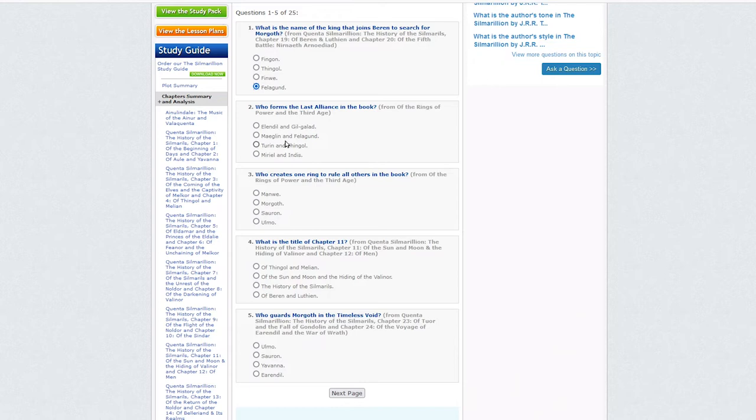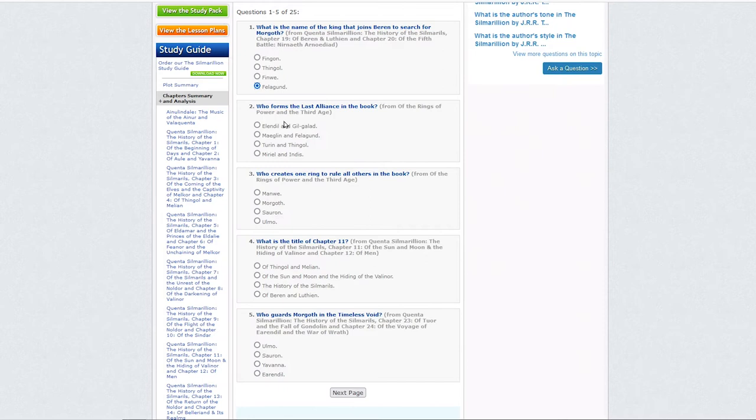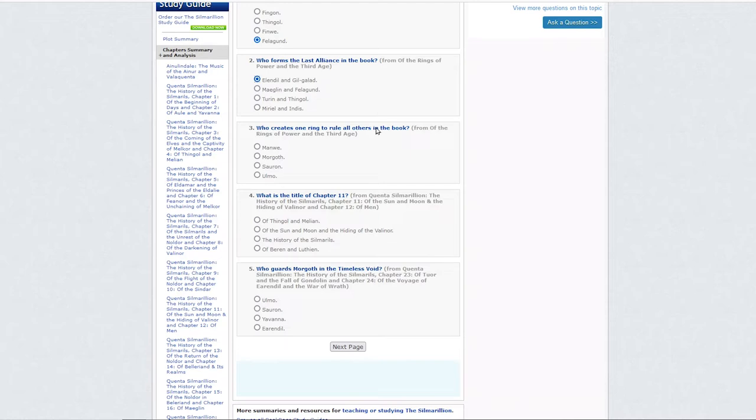Who forms the last alliance in the book? From the Rings of Power and the Third Age. The last alliance is... Elendil and Gil-galad? I know it's Gil-galad, but... Elendil and Gil-galad, Maegling and Felagund, Turin and Thingol, Miriel and Indis. Has to be... Gil-galad and someone else. Elendil, was it Elendil? The Numenorean king with the two kids that... Isildur? Pretty sure. Okay, number three.